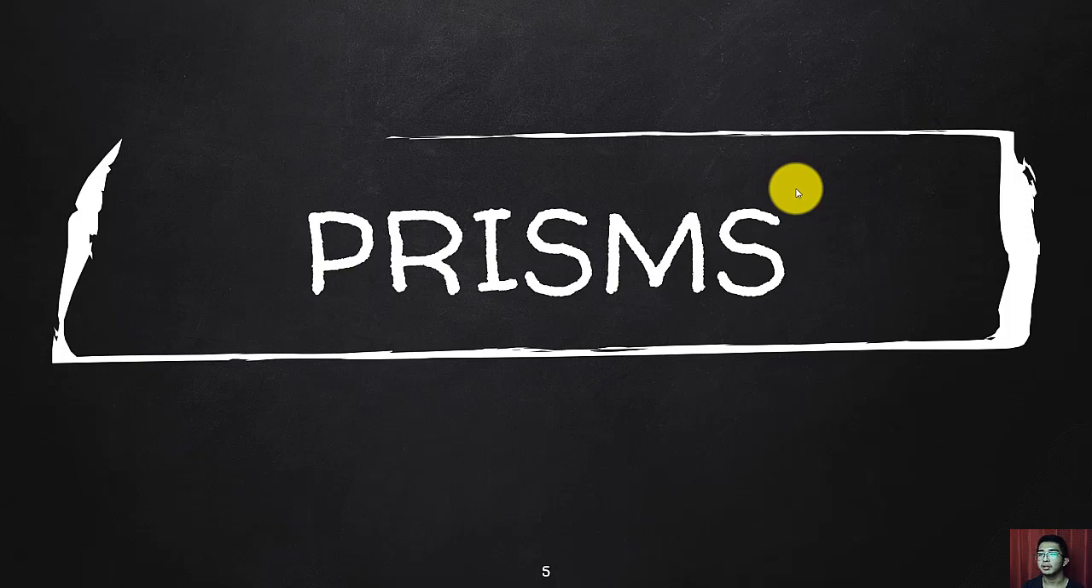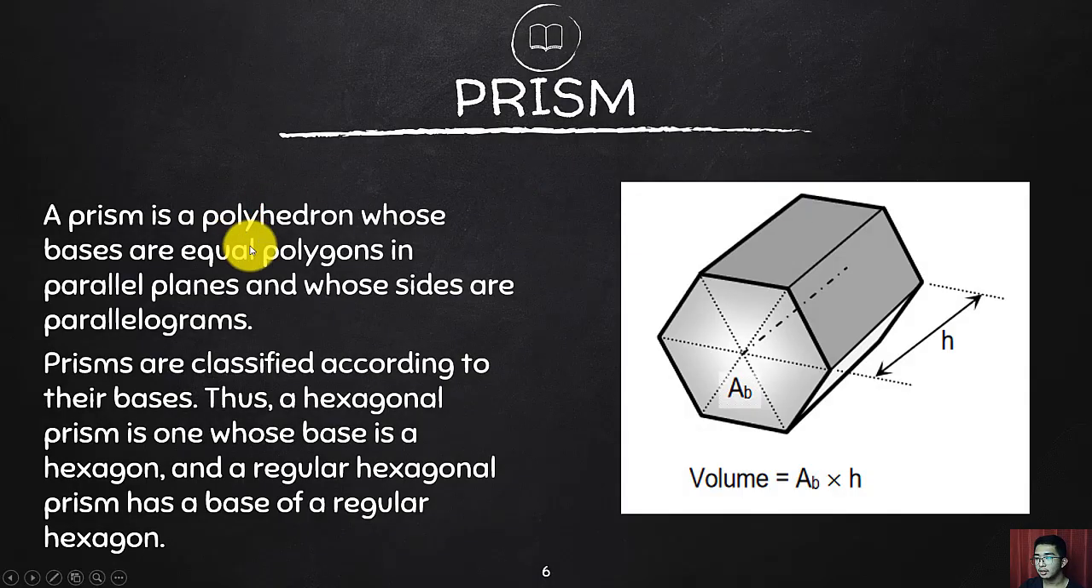Let's start with prisms. A prism is a polyhedron whose bases are equal polygons in parallel planes and whose sides are parallelograms. Prisms are classified according to their bases. Thus, a hexagonal prism, so this one is a hexagonal prism, is one whose base is a hexagon, and a regular hexagonal prism has a base of a regular hexagon.